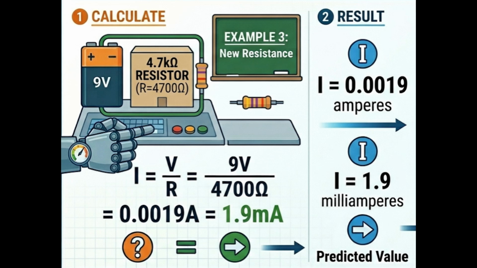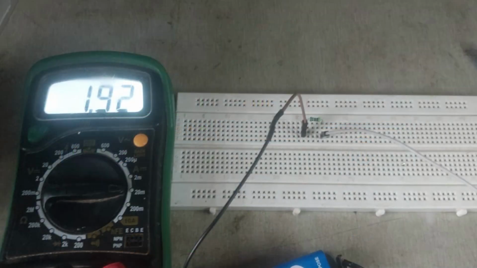Let's try one more example. This time we'll use a 4.7 kilo ohm resistor. Current equals 9 divided by 4,700. The answer is approximately 0.0019 amperes, or about 1.9 milliamperes. Again, when we measure the circuit, the result is very close to our prediction. The math matches reality, and that's exactly why Ohm's law is so important.